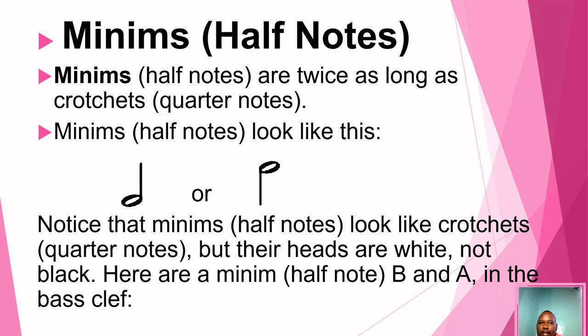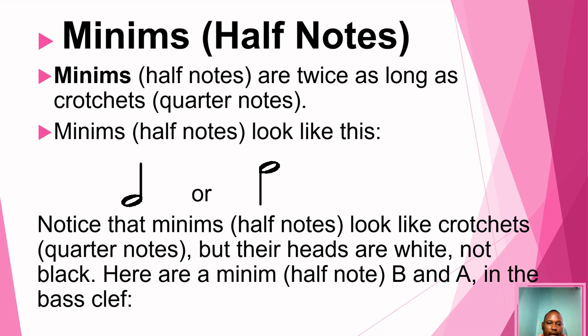Then we can look at the minims. Minims or half notes are twice as long as crotchets or quarter notes. Minims or half notes look like this. We have when the stem is up like this, or when the stem is facing downward, it looks like that. The head faces the opposite direction. Notice that minims or half notes look like crotchets or quarter notes, but their heads are white, not black.